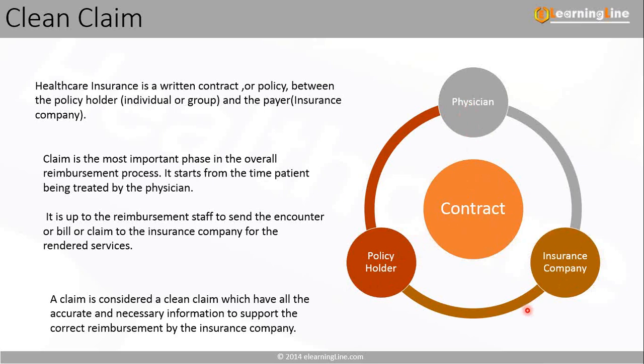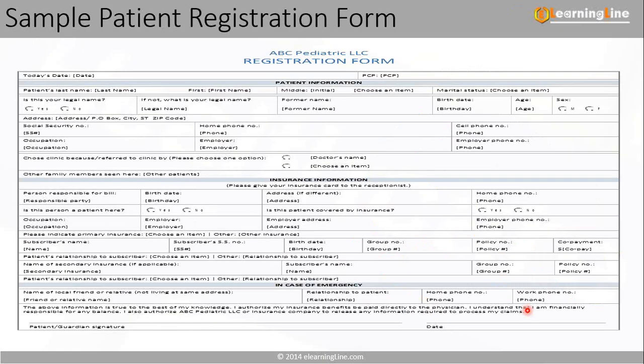Now, the claim is the most important thing. It is the core of the payer, because everything is about the claim. You need to make sure you are paying the claim correctly. Now let's move on.